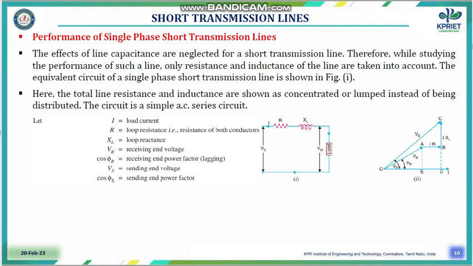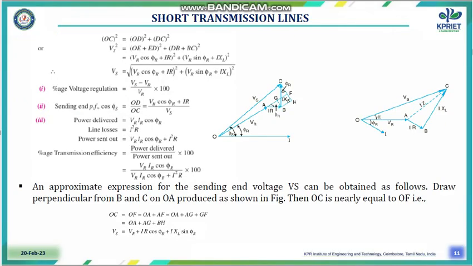We will have a short discussion about how short transmission lines are considered and how the equations are written. Consider a short transmission line that has a resistance and reactance along with a load. This is called the sending end and this is called the receiving end, and the current I flows in the network. Correspondingly, the phasor diagram is discussed here.